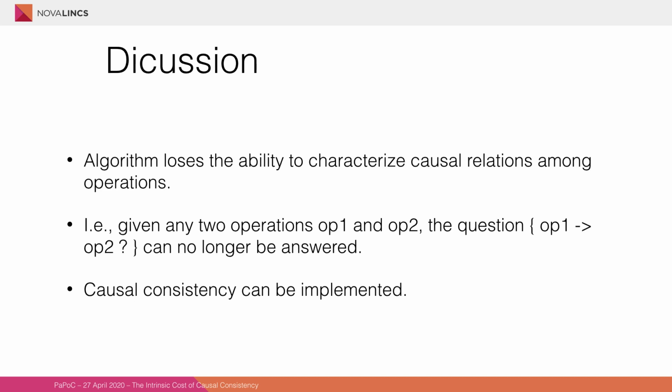The impact of not using metadata to track causality is that we lose the ability to characterize causal relationships among operations. For example, given two operations, operation 1 and operation 2, present in a list, we are unable to know if operation 2 depends on operation 1 or if they were created concurrently. Nevertheless, this is not required to implement causal consistency itself.